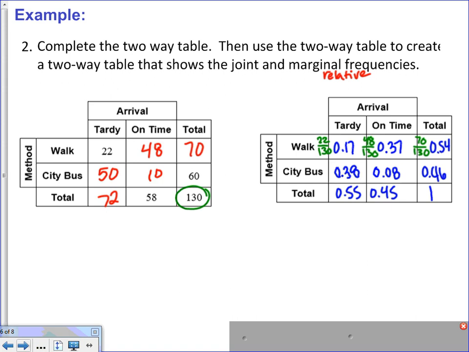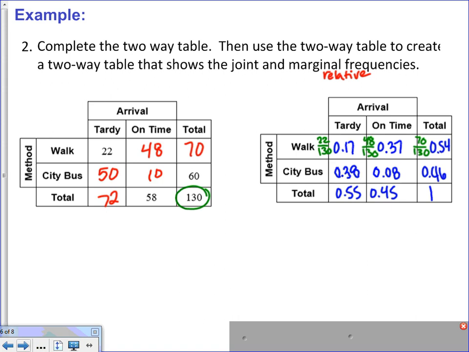So we could now use the relative frequency table to answer questions like, what's the probability you walk and you're on time? And then I'll just find that place there, and I got a 0.37 probability. Or what's the probability you ride the city bus? We just look in the total column, 0.46. Okay. So we're just provided with probabilities there. Is everybody okay with that? Justin, did you have a question or just stretching?